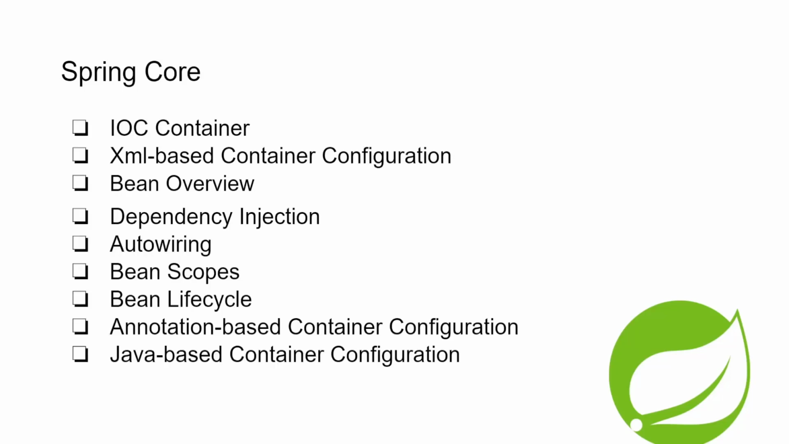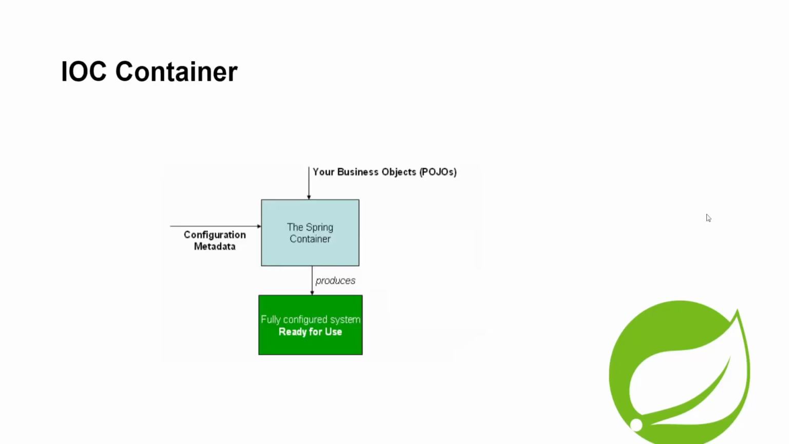In the Spring Core part, we have different topics: IOC container, XML based container configuration. We have different container configurations, so we'll see them one by one. First we'll start with XML, and then we'll move to annotations. At last we'll cover the Java based configuration also. Let's say we are going to create a new project in Spring Tool Suite. First we are going to start with an IOC container.